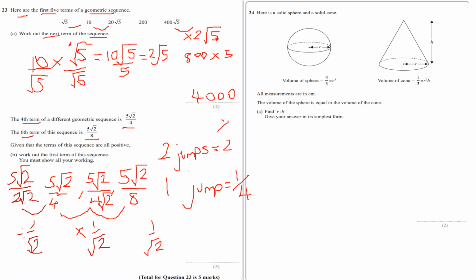The term before that will just be 5 root 2 over 2. Because if you times this by 1 over root 2, then I get 5 root 2 over 2 root 2, which actually cancels, so it's actually 5 halves. So your answer, guys, is 5 root 2 over 2.